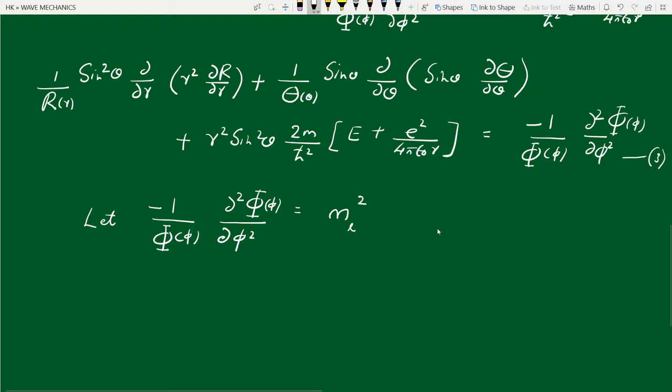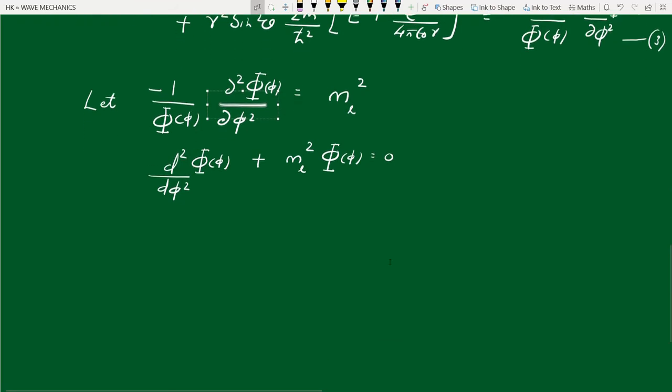So this will be d square by d phi square. Instead of partial differentiation, I am using full differentiation of capital phi, because capital phi depends only on one variable, plus ml square capital phi equal to 0. Right? This equation can be rewritten like that. We take this capital phi in the denominator to the right side, so it is ml square phi, and take this second derivative also to the right side. So all the terms are positive now. Let us call it equation 4, and this equation we may call the phi equation.